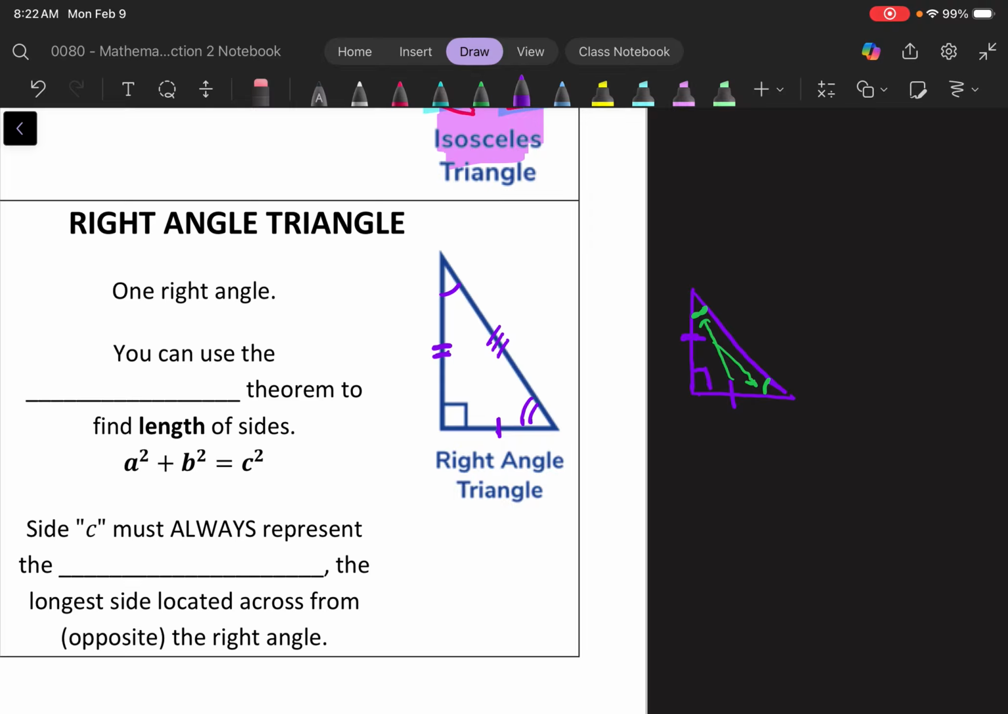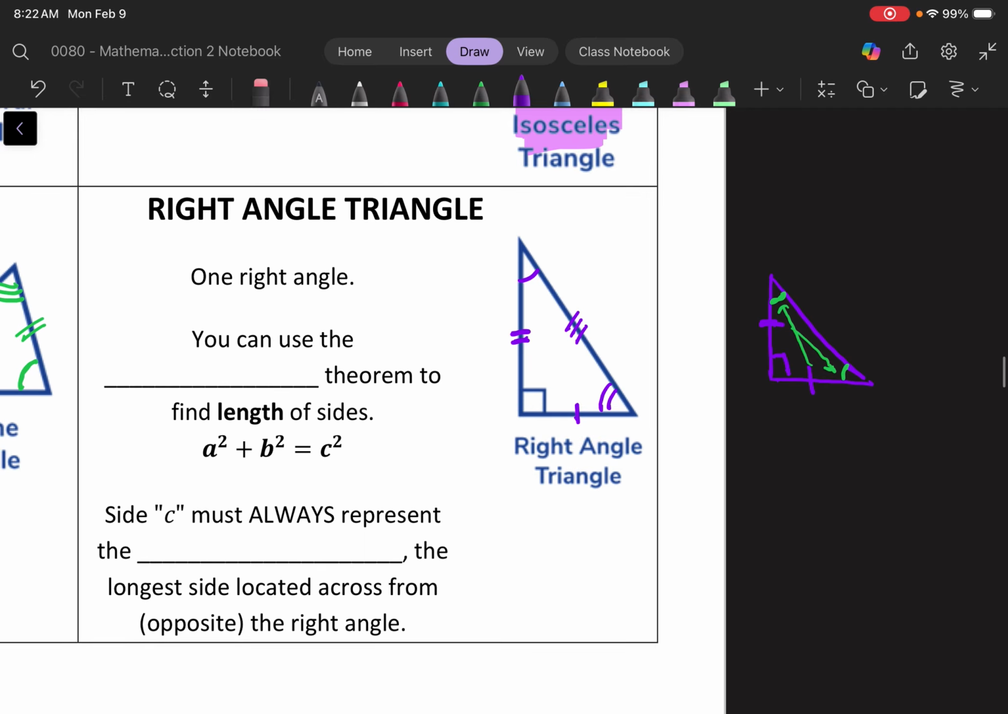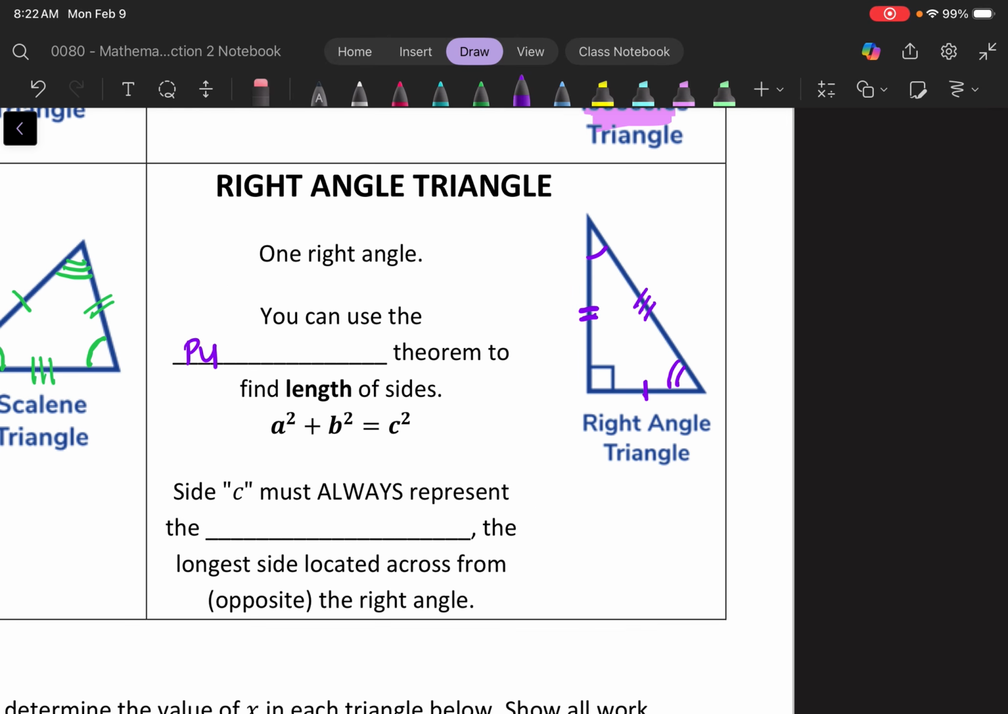So when we talk about a right angle triangle, it could be a specific type of isosceles or a specific type of scalene triangle. Okay? Now, you would have seen right angle triangles a decent amount in grade 8 because you can do something cool with them. You can use the Pythagorean theorem, but this is only used to find the length of sides. And that's only when I have missing sides.